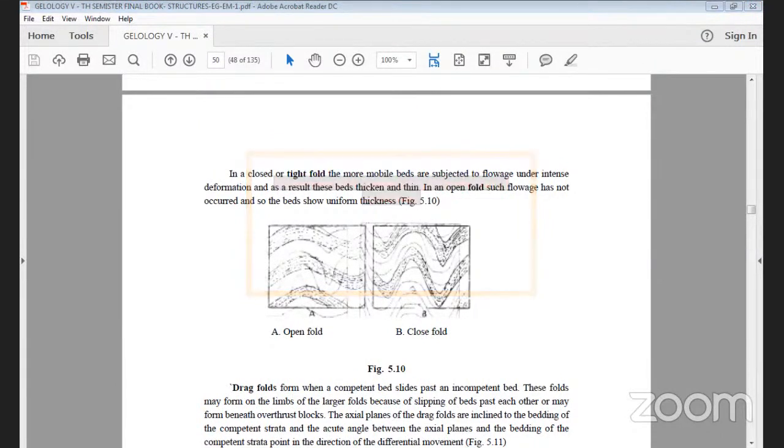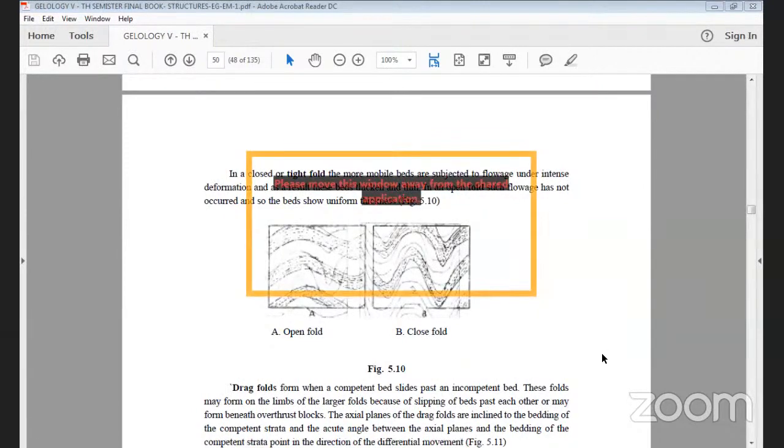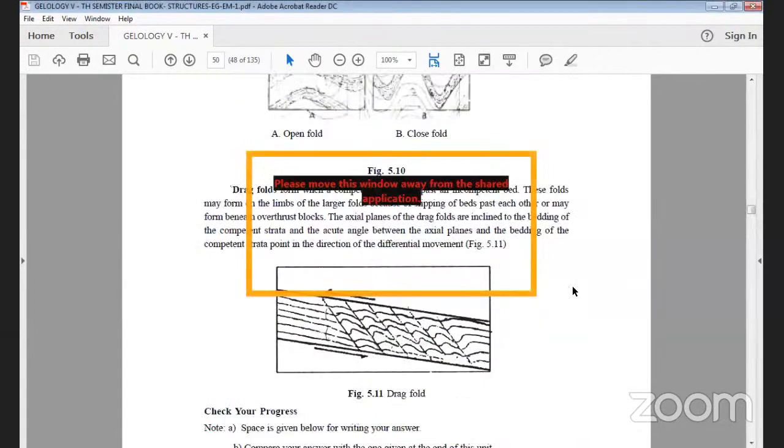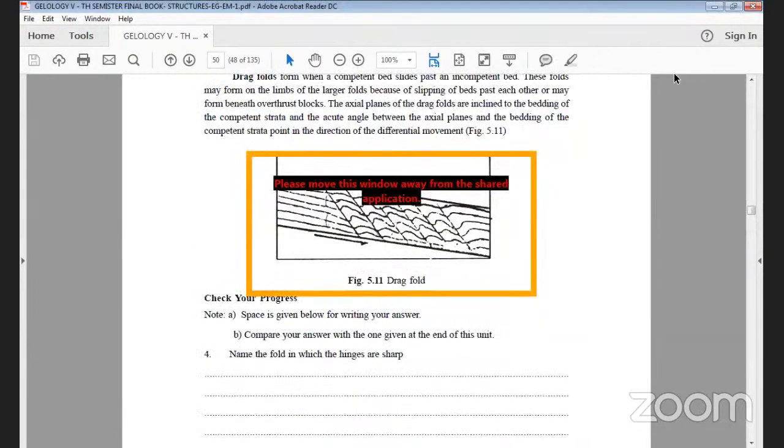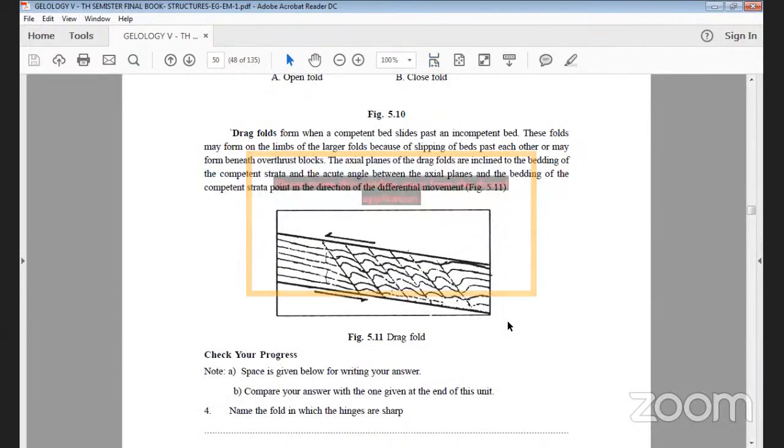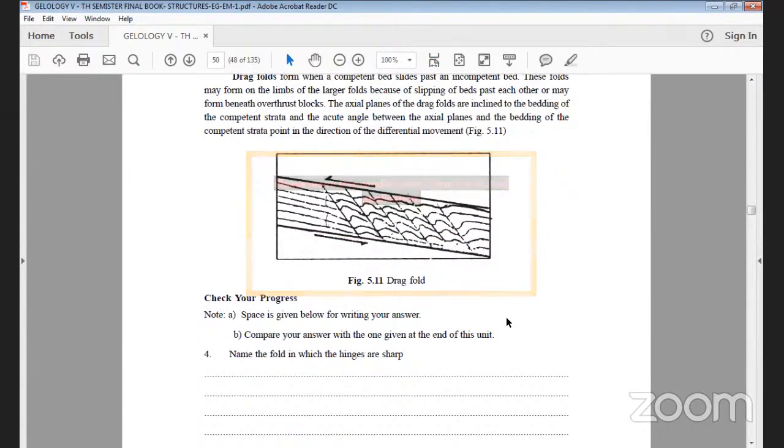After again, it's showing something new. Screen share. Please move the window and share. Please move this window from share.